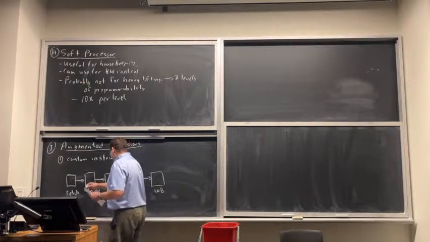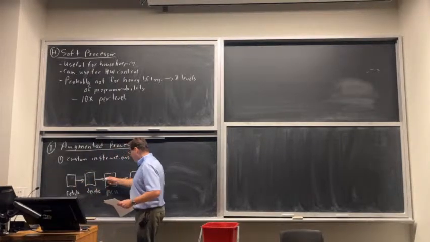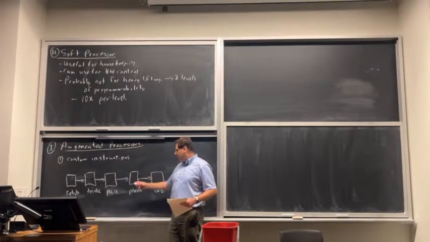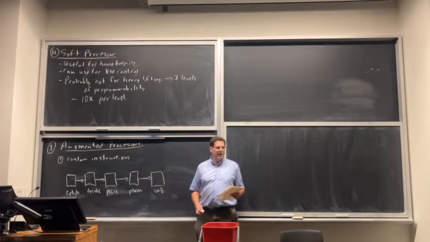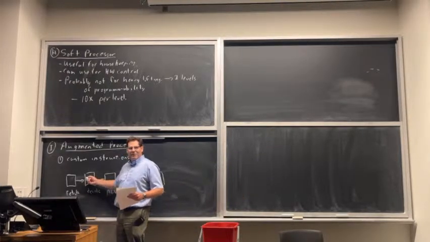So this is the classic 5-stage pipeline. Fetch the instruction, decode what it means, use that to control your ALU, read or write from memory if you have to, and then write the result back to the register file. And decode usually also reads the register file.